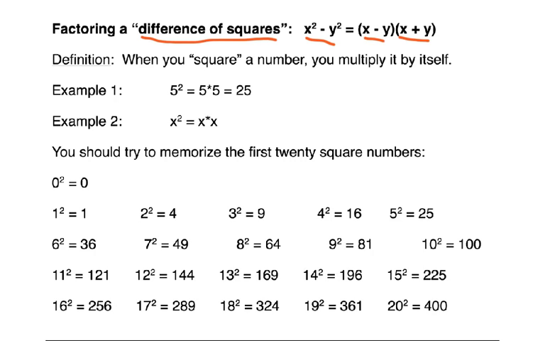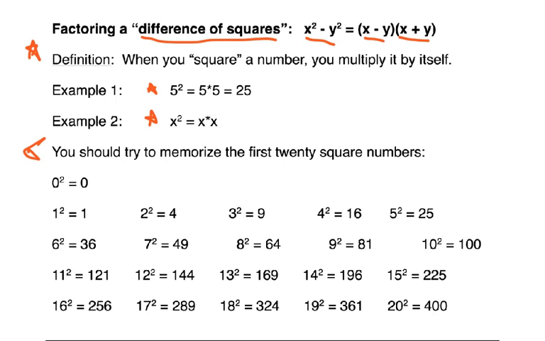Let's review some definitions. When you square a number, you multiply it by itself. For instance, 5 squared is really 5 times 5, and x squared is really x times x. You should definitely try to memorize the first 20 square numbers. Try practicing them when you're standing in line or driving through traffic.